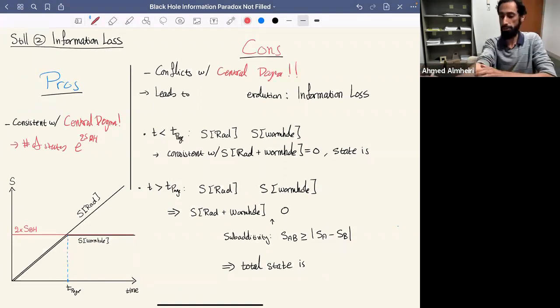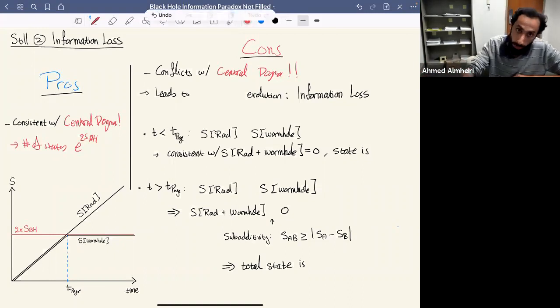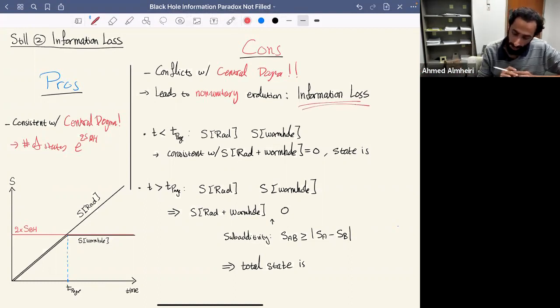By that I mean it conflicts with a different aspect of the central dogma, namely it leads to non-unitary evolution. You get information loss. To see that, consider the entropies before the page time and also after the page time. Before the page time, the entropy of the radiation is equal to the entropy of the wormhole. And so it's consistent to have that the total entropy is 0, that the radiation purifies the wormhole. And so the state of the combined system is pure.